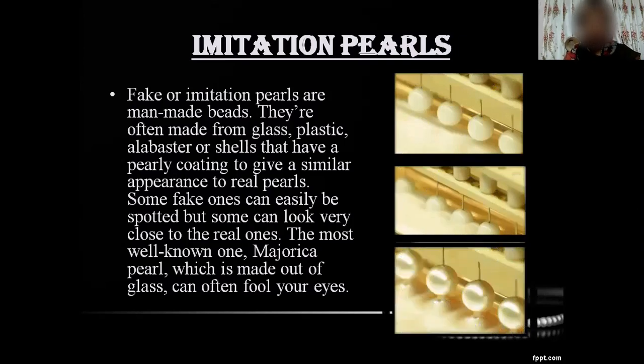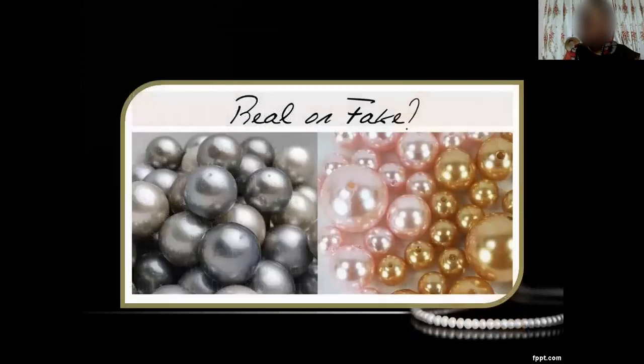Here is the Majorica pearl. First, we basically prepare a glass bead into a spherical form. Then we coat it with pearly powder, and after that, we simply polish them. And there is the difference between real and fake pearls.